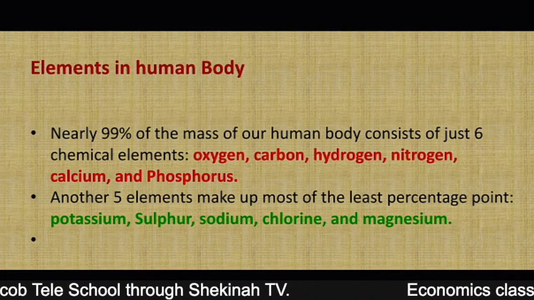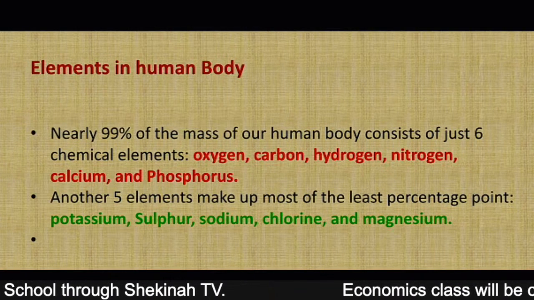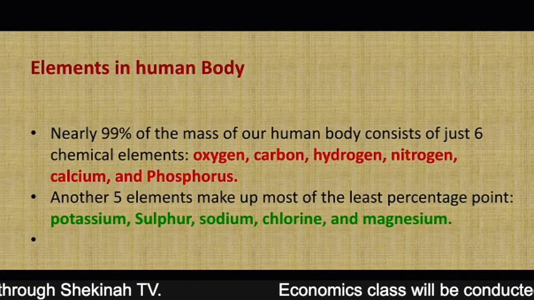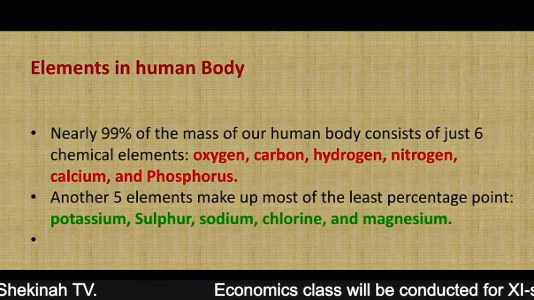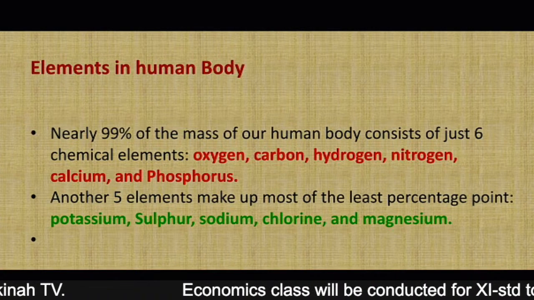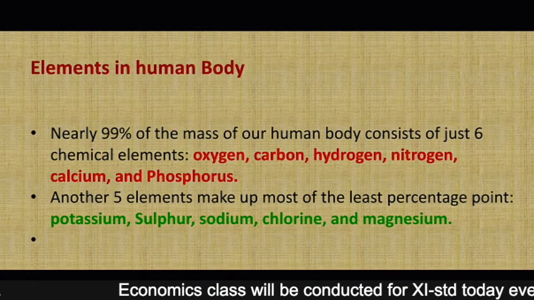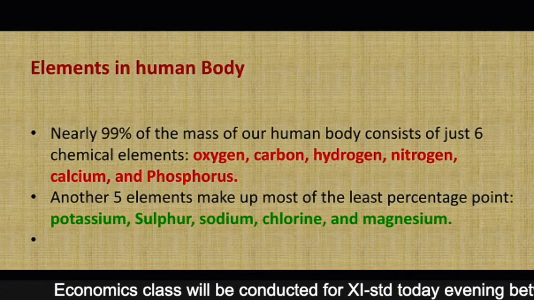In the remaining 1%, what elements are there in our body? That is potassium, sulfur, sodium, chlorine and magnesium. Open your mouth and say potassium, sulfur, sodium, chlorine and magnesium. These all are called elements.